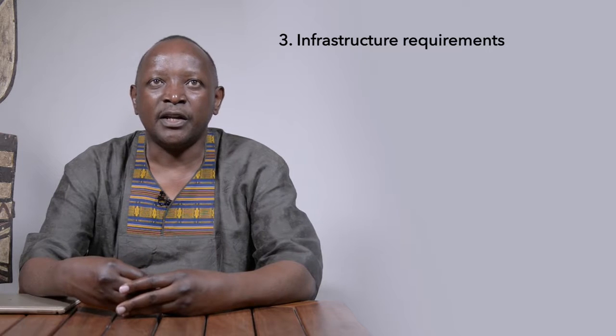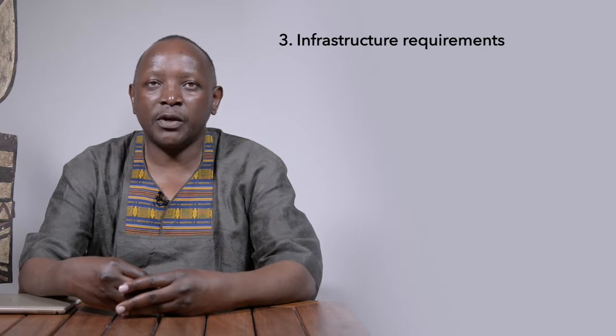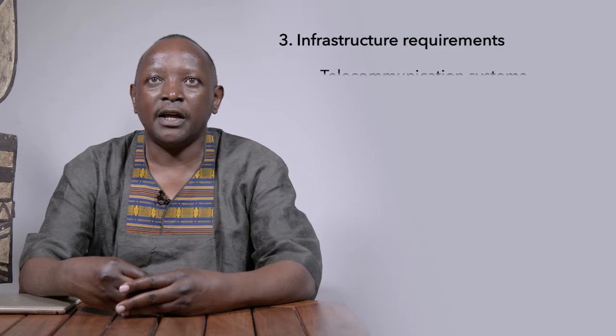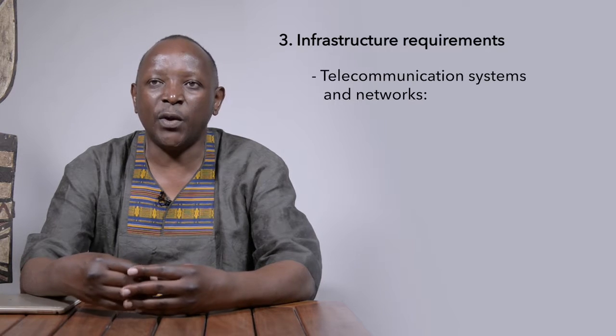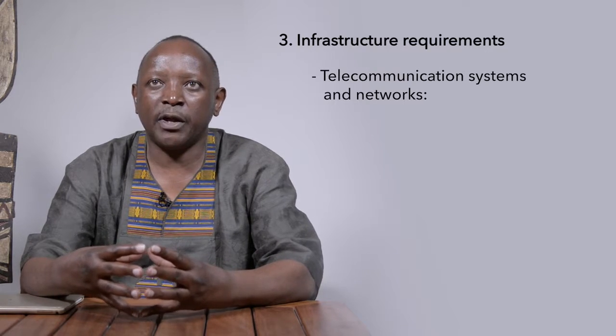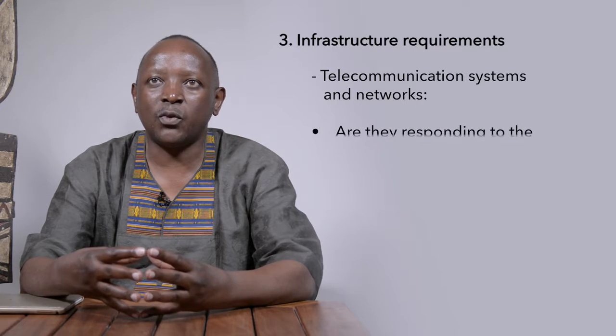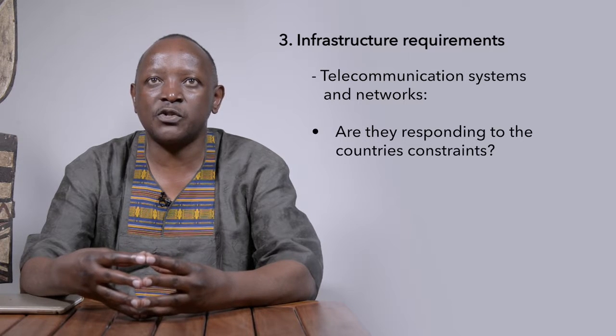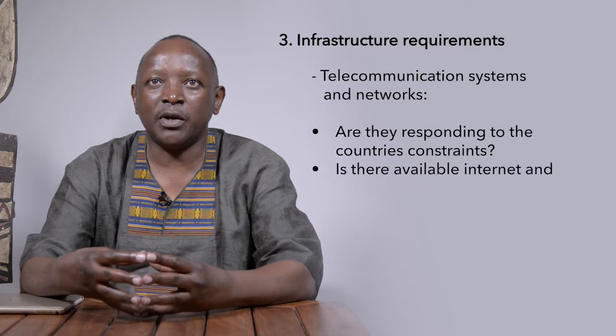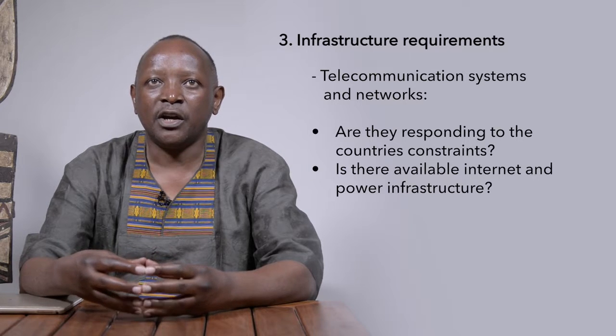The second element of the infrastructure requirements revolves around the telecommunication systems and network, which is necessary for ensuring that the program MIS is working. For this to work, we need to ensure that it is responding to the country's constraints and that there is available internet and power infrastructure to ensure that the systems can be used, and also to ensure that the systems are always available by putting in place backup options that ensure that there is no loss of service at any one time.